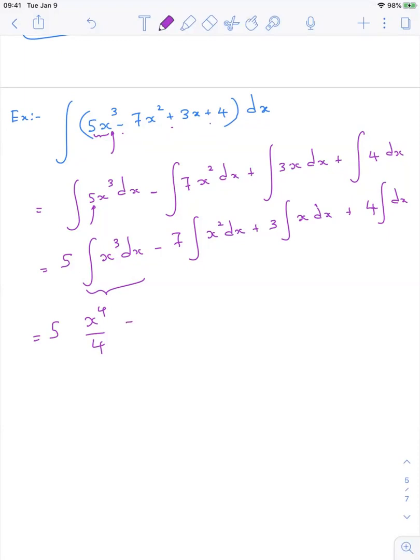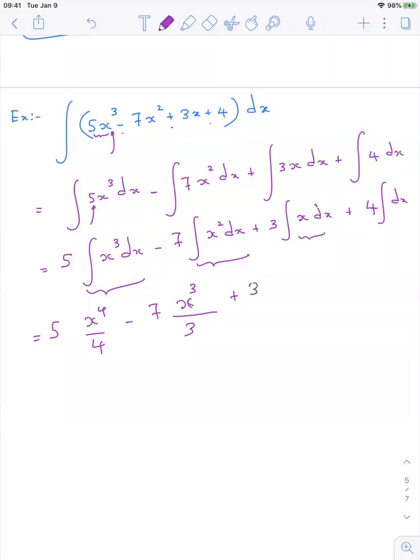And then minus 7. This integration right here, basically you add 1 to the power, that is like 2 plus 1, that will be 3, and then divided by the same number. So that's what you are doing here, divided by 3, plus 3.